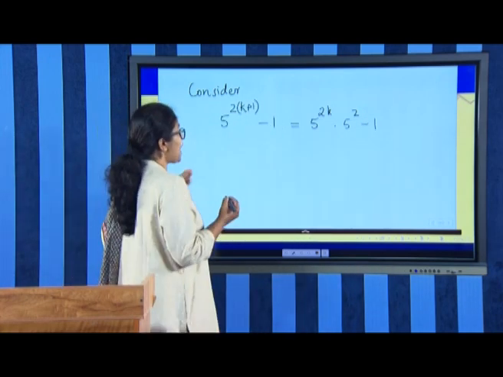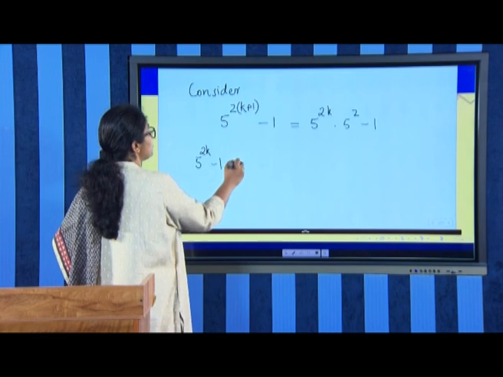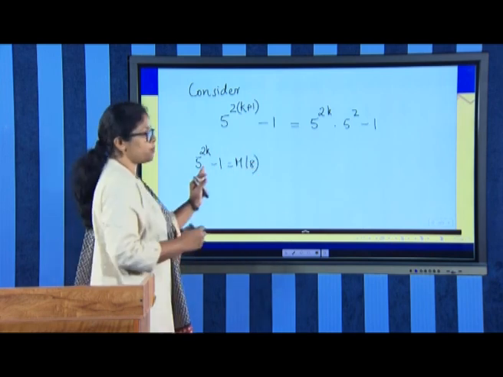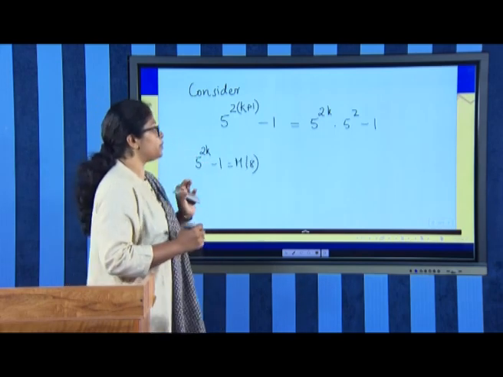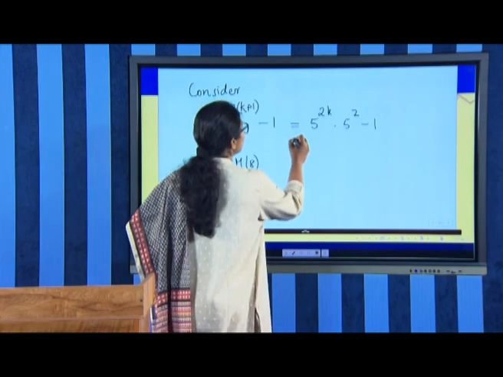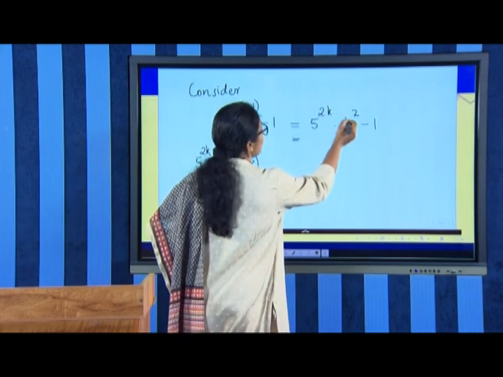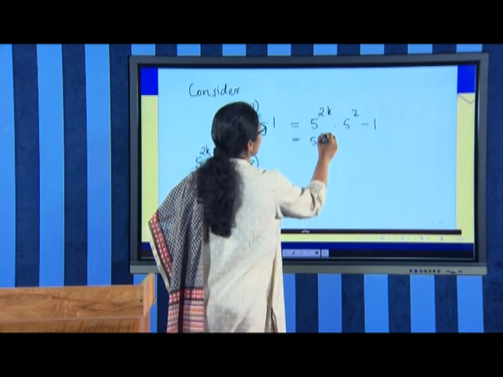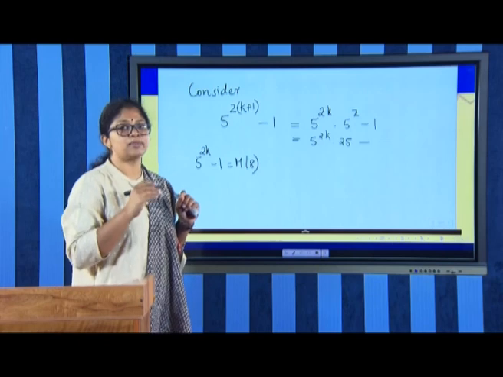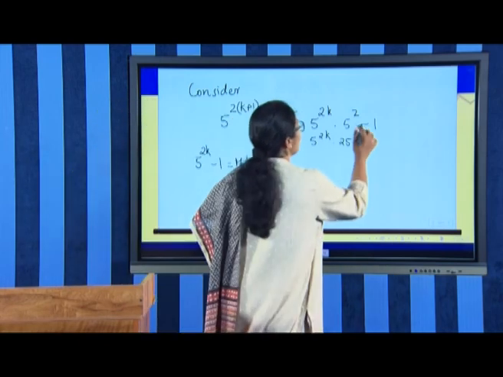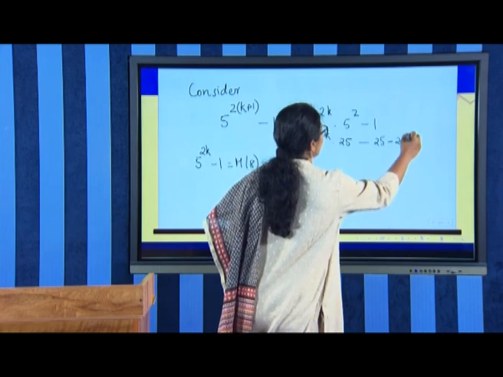Now, what we have in our hypothesis is 5 power 2k minus 1 is a multiple of 8. This we already established, this we have in our hypothesis. So, using this we are going to show that this is also a multiple of 8. So, we have to do a small trick here. We have 5 power 2k into 25. Now, you try to write this 1 in terms of 25. So, 25, how can we get 1 from 25? We have to subtract 24 from 25, then we will be getting 1.